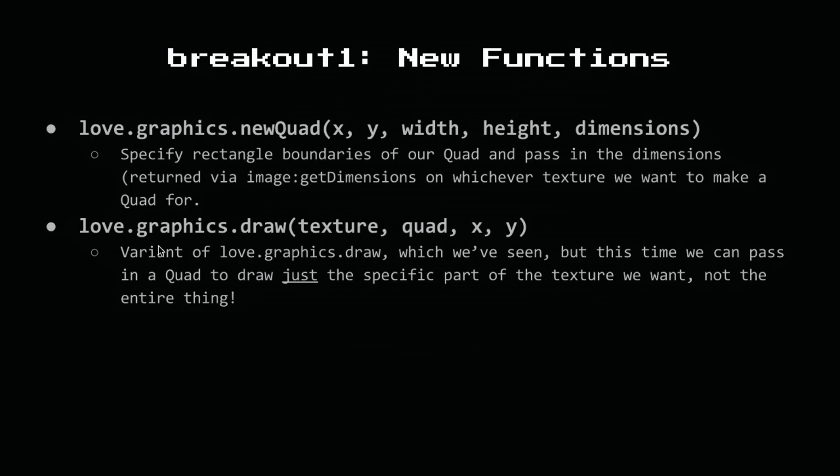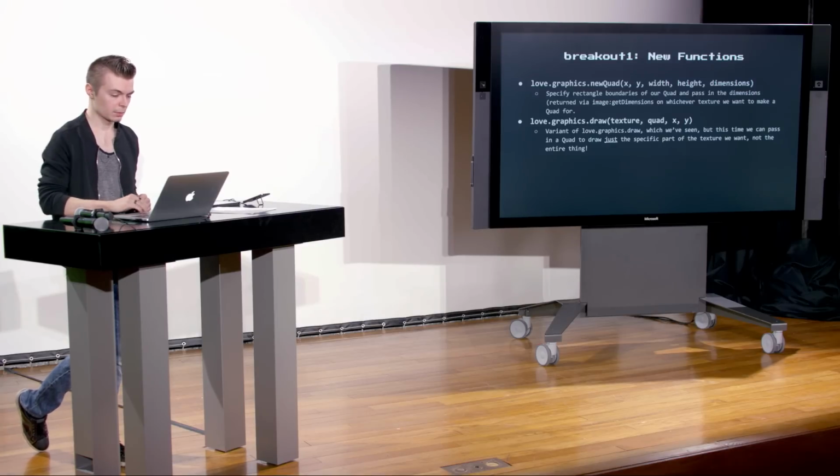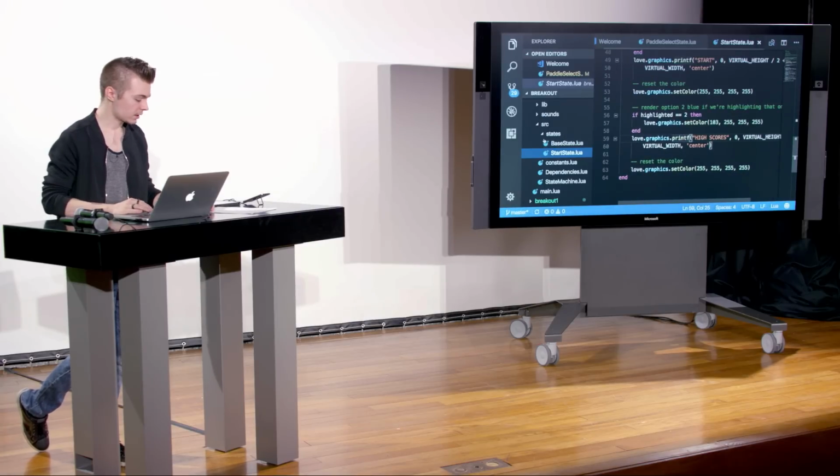And then love.graphics.draw, we've already seen it, but this is a different signature. This has texture, quad, x, y, quad being the second argument. And when it takes in this quad, it knows to only draw that defined rectangle of the image to the screen. And so we'll go ahead and take a look now at Breakout 1.